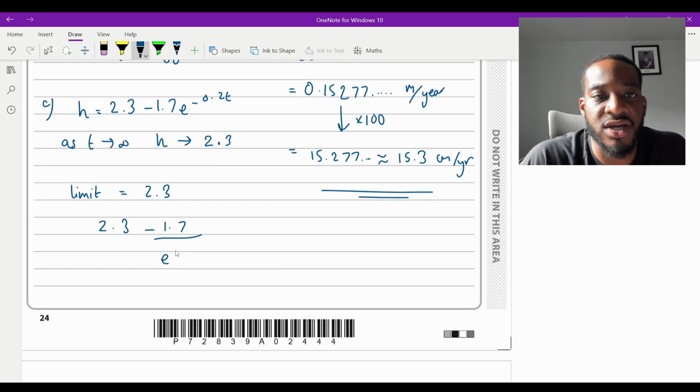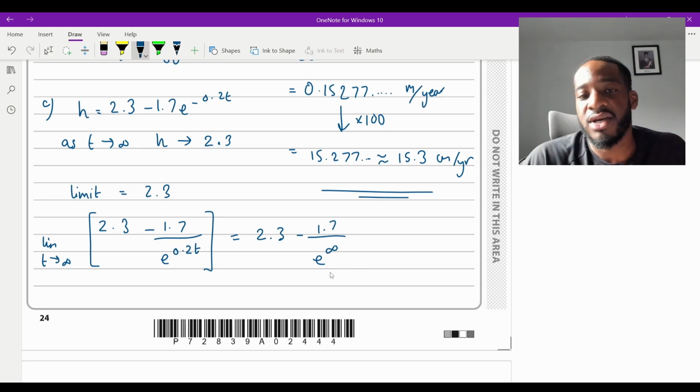It's going to be e to the 0.2t, like that. Now, if t gets really, really big, then the denominator is going to get really, really big as well, because it's an exponential one as well. So if t gets really, really big, let me write the limit as t goes to infinity of that. What will happen is essentially you're going to have 2.3 minus 1.7 over e to the infinity, right?